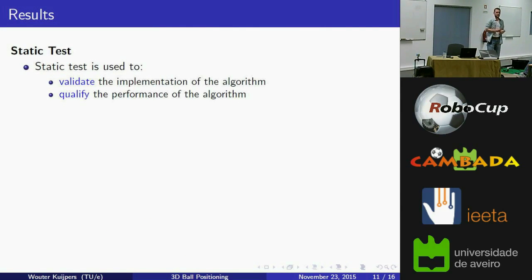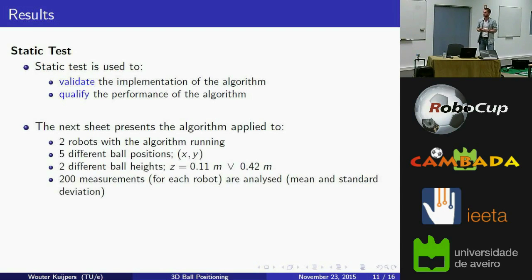To see if this all works, I did a static test to validate it and to see what kind of performance we can expect from this. The actual algorithm is implemented on 2 robots, those 2 over there, and I've used 5 different ball positions in X and Y on the field. I will show them in a moment.